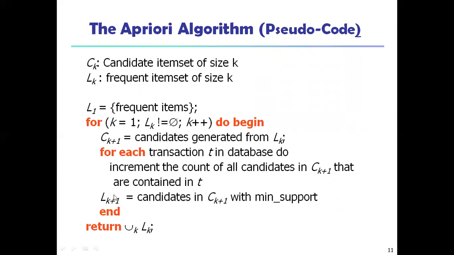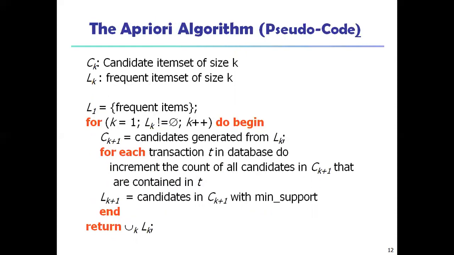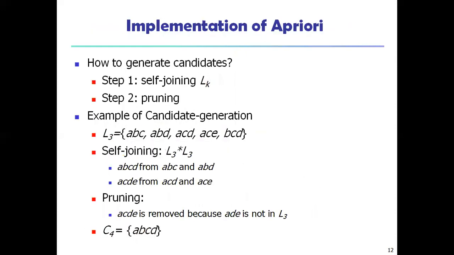So this is an iterative process which will go on till all the items in the data set have been analyzed. So this is the implementation of Apriori. This is the pseudocode, and we'll see the implementation of this Apriori. That means here how to generate the candidate key. Step 1 is self-joining the LK. And then step 2 is pruning. Pruning means which does not match our minimum support count, that has to be eliminated.